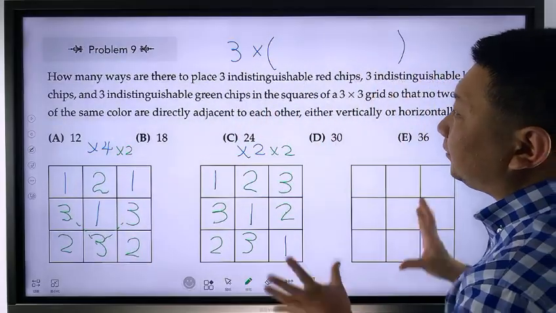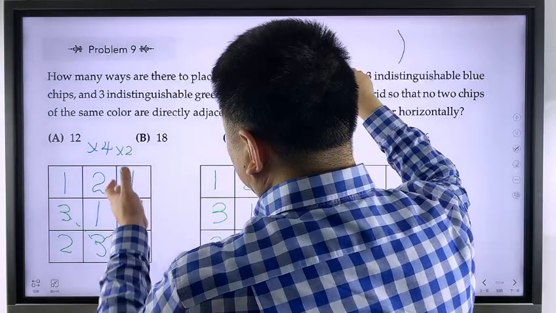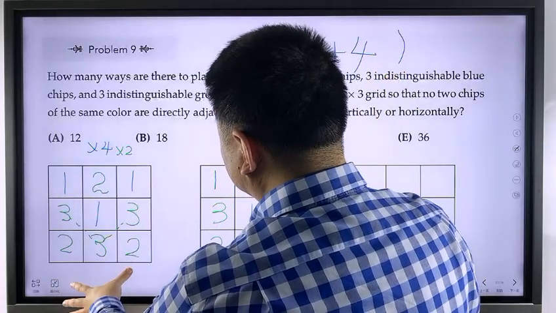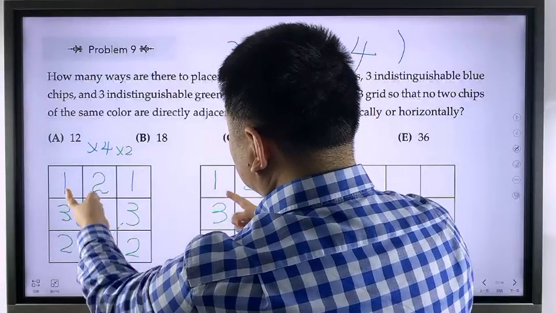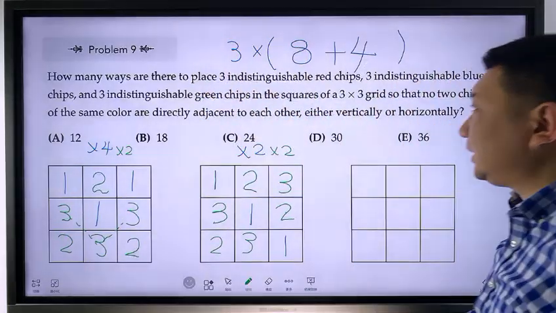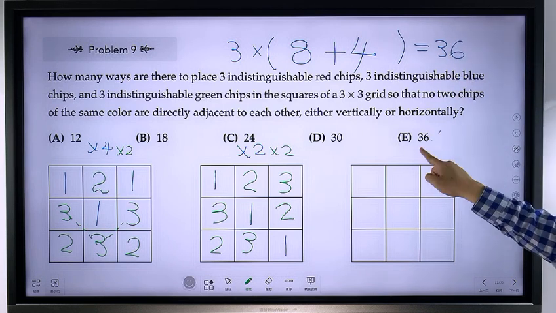So this is a combination of multiplication principle and addition principle, right? So 8 plus 4. So here we consider 2 different cases depending on the situations for the 3 ones. Okay, and then symmetry times 3. Okay, so the result is 36.